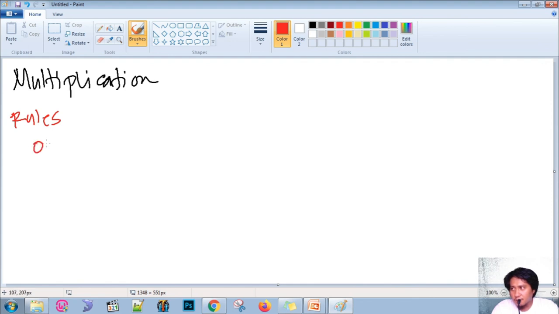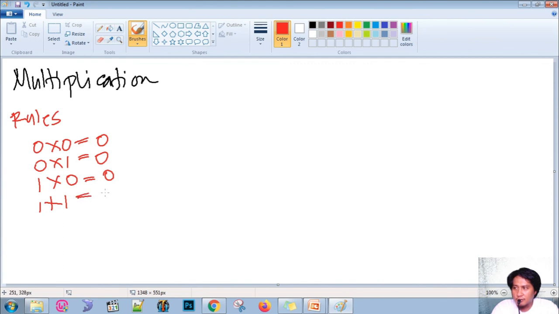Say for example, you have 0 times 0, that is equal to 0. If you have 0 times 1, that is still 0. If you have 1 times 0, that would still be 0. But if you have 1 times 1, that will be 1. So it's almost the same as the basic rules of multiplication, where every 1 in binary that is paired with 0 always results in 0.